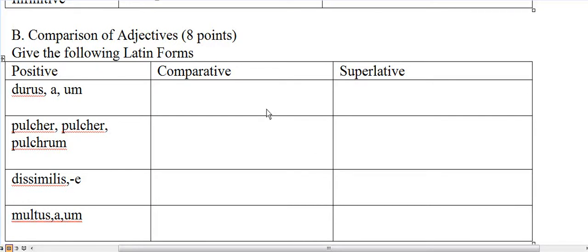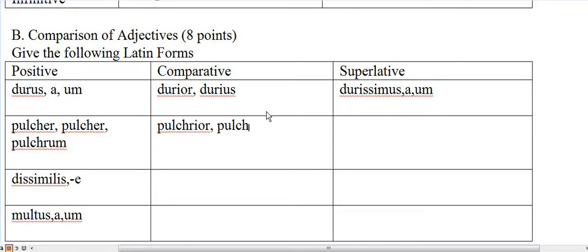Durus: to form the comparative, I take the stem and add -ior for the masculine feminine and -ius for the neuter. Superlative, I take the stem and add -issimus. Pulcher: again I take the stem and add -ior for the masculine feminine and -ius for the neuter. And since this ends in -er, I'm just going to double the r and have it -errimus.